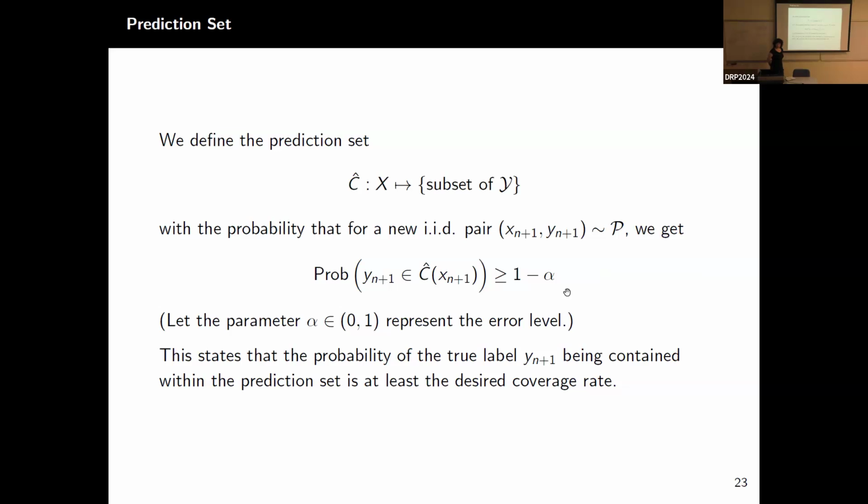So we define the prediction sets C hat like this. It's a mapping from X to the subset of Y with this probability. By the way, this alpha is the error level, and generally we want it to be very close to 0. This states that the probability of the true label Y_n+1 being contained within the prediction set is at least the desired coverage rate. Alpha is the error level, and 1 minus alpha is the desired coverage rate, we can say.